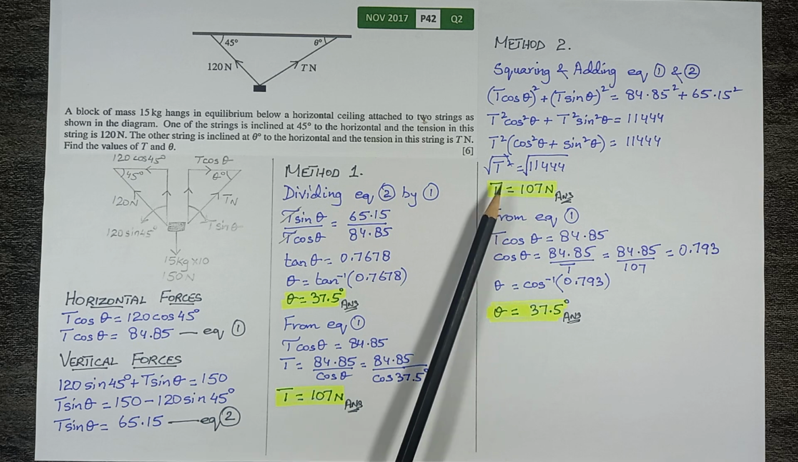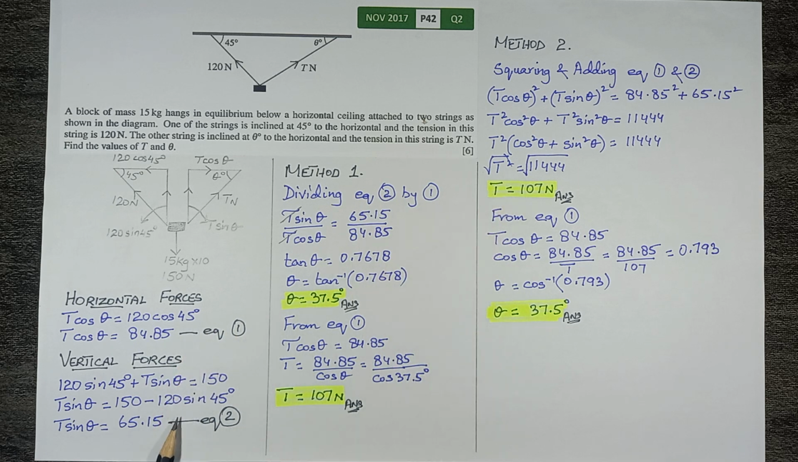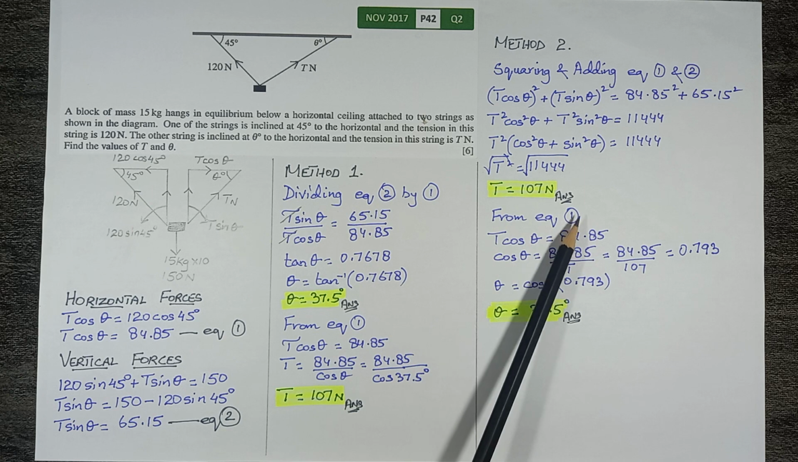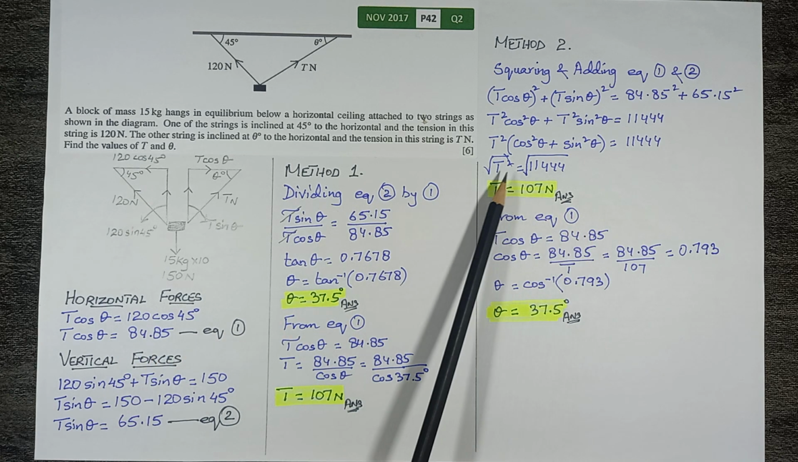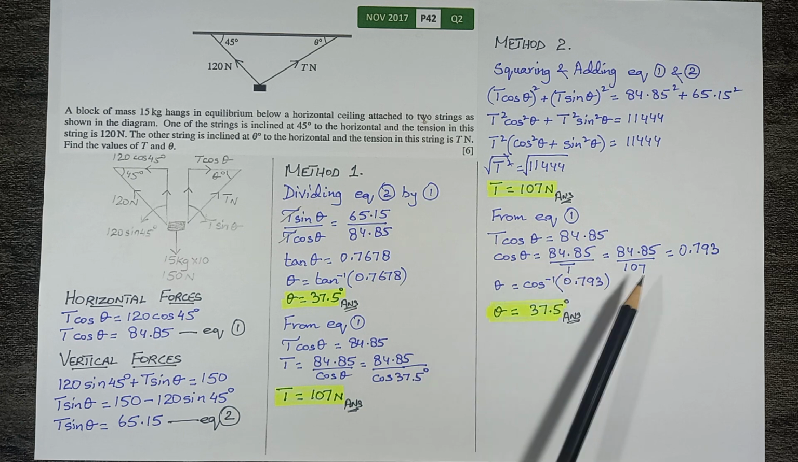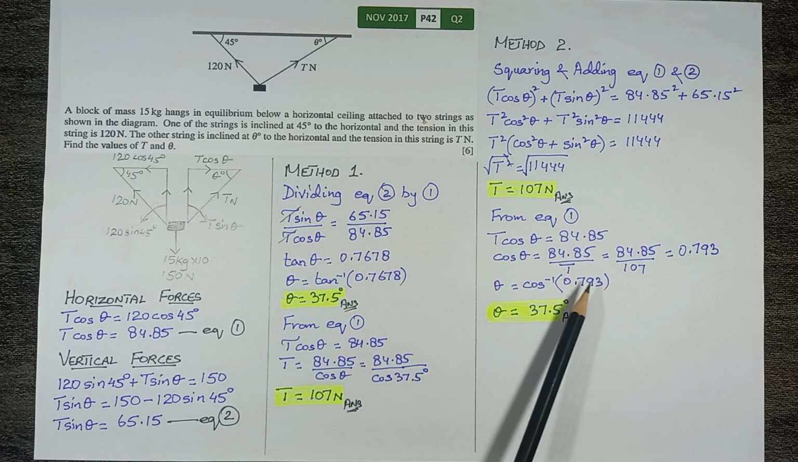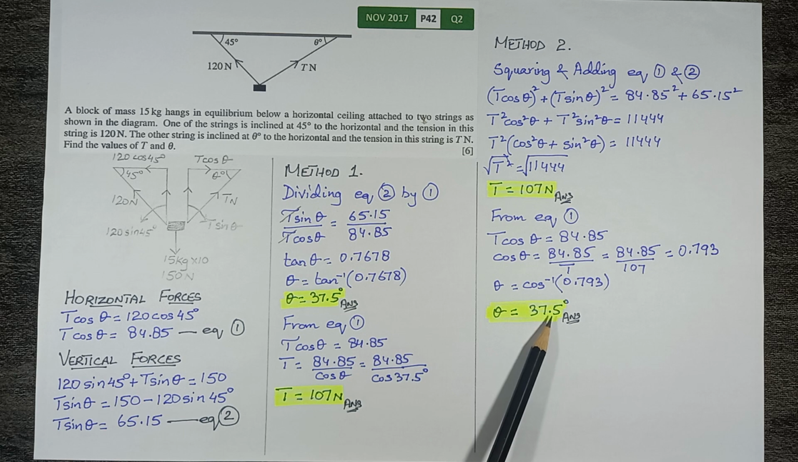Placing this value of T in any of equation 1 or 2, if we take equation 1, which is T cos theta equals 84.85, place this value of T over here, divide it and take the cos inverse of it, and the angle is 37.5, which is the same. Both the methods are super simple. It is totally up to you which method you want to use.